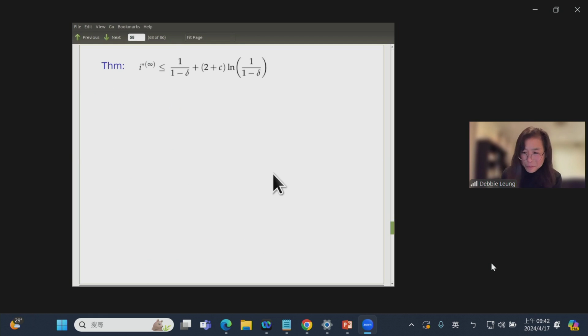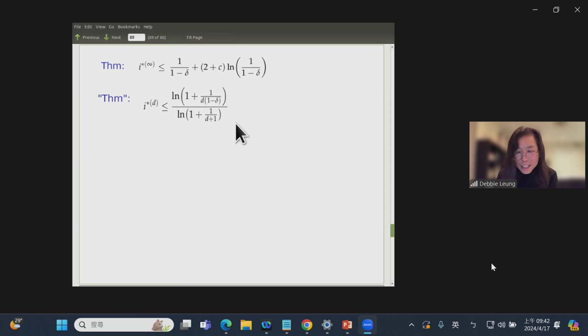And so this is the expression for I star infinity. It is 1/(1 minus delta) plus a correction term, which is log of the first term, multiplied by 2 plus any positive constant C. 1% is good, 1 in a million is good. If you have finite D, this is a slightly better bound. And when D goes to infinity, it actually approaches the top expression. I use double quotes here because I removed a few terms for the slide. The actual expression is slightly more complex, but roughly speaking, it behaves like that.